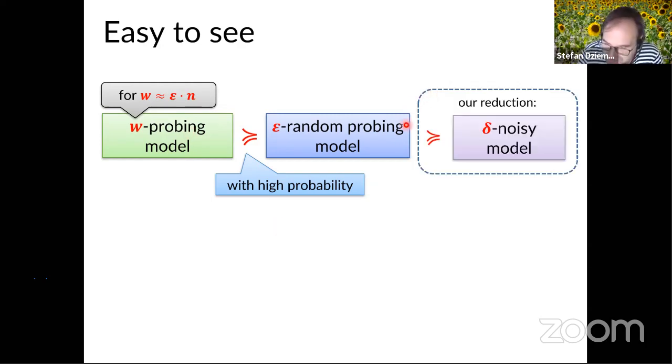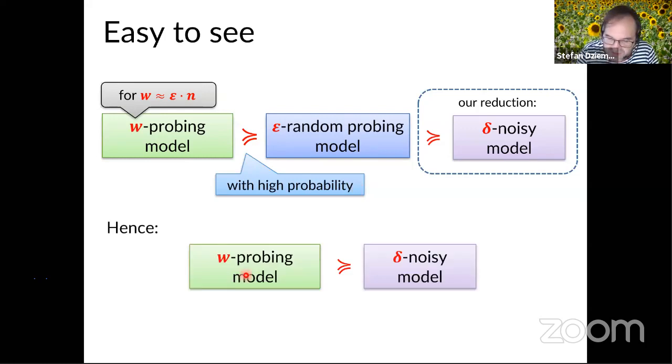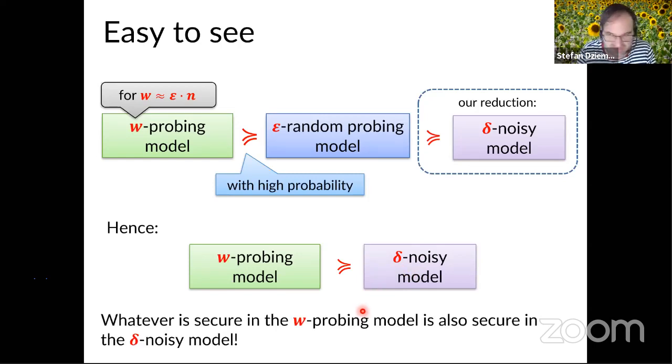And what our reduction shows is that this is stronger, or at least as strong as the delta noisy model. So this is the main contribution of our paper, which by transitivity of this relation means that whatever is secure in the W probing model is secure in the delta noisy model. So this model that looked maybe not realistic is actually quite realistic, because whatever you prove secure in this model, you get automatically that it will be secure in a more real life model, which is the delta noisy model of prove and reveal.